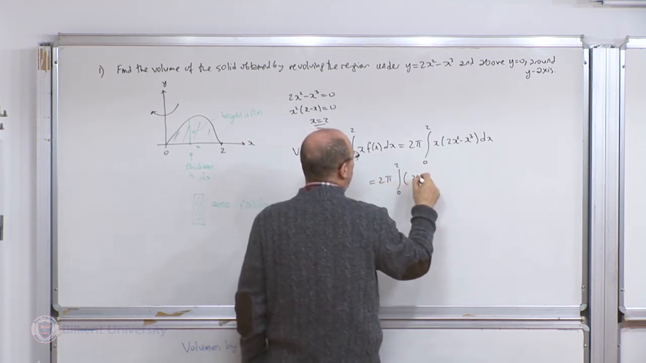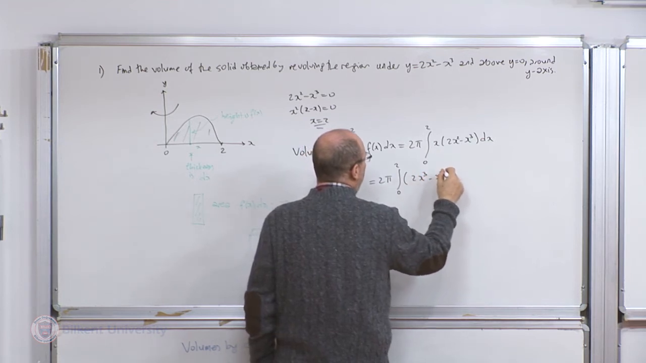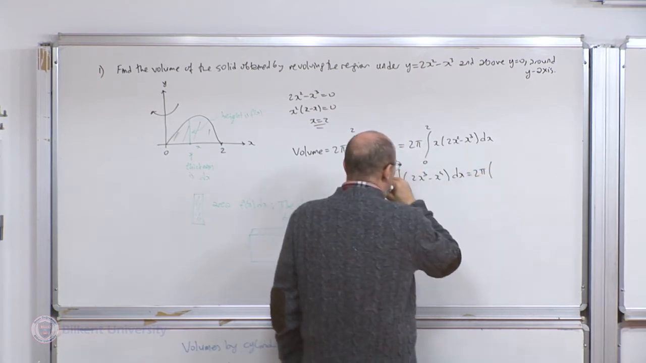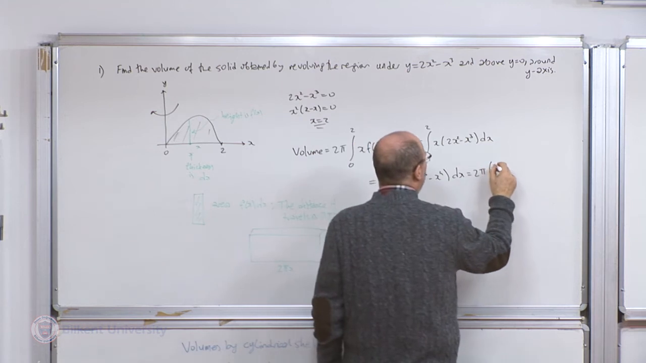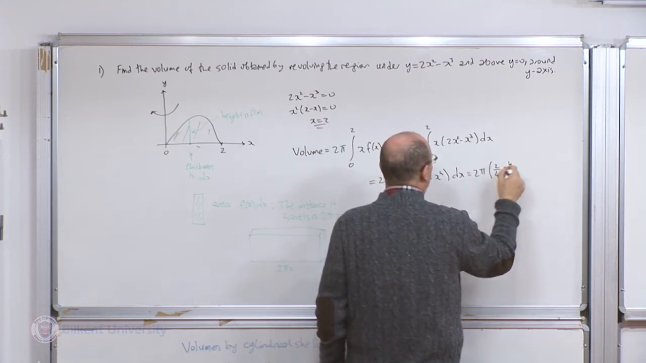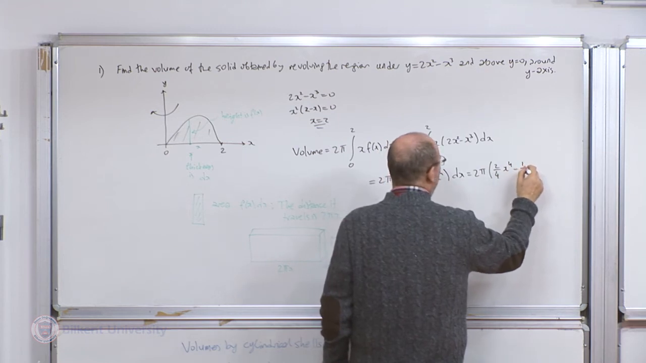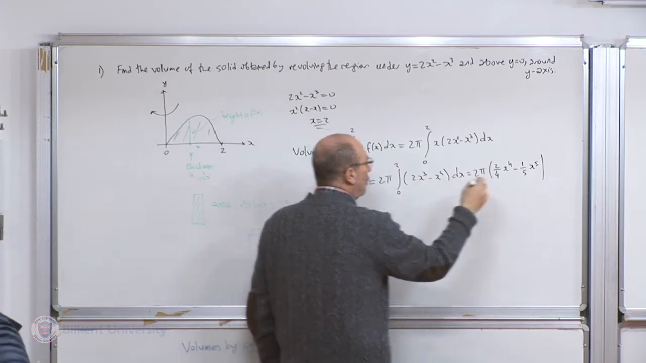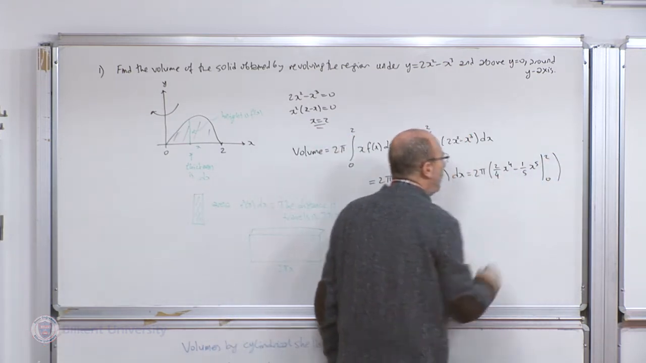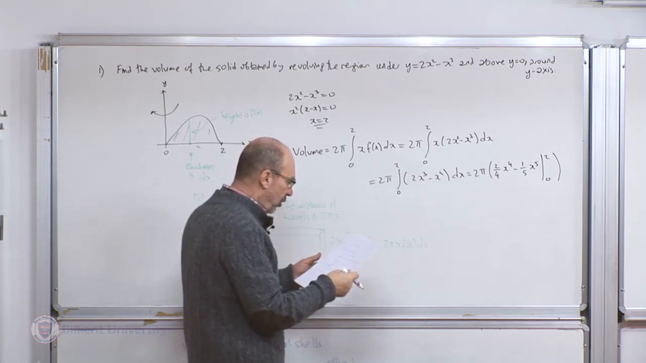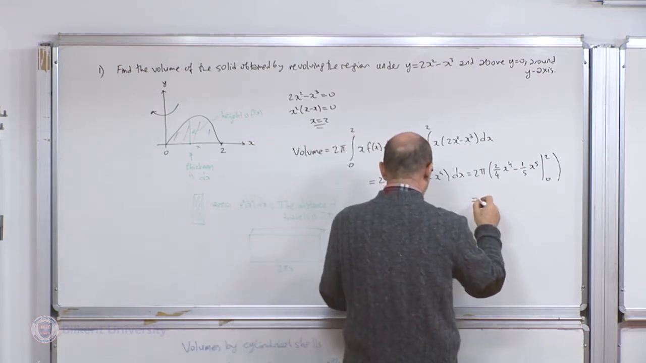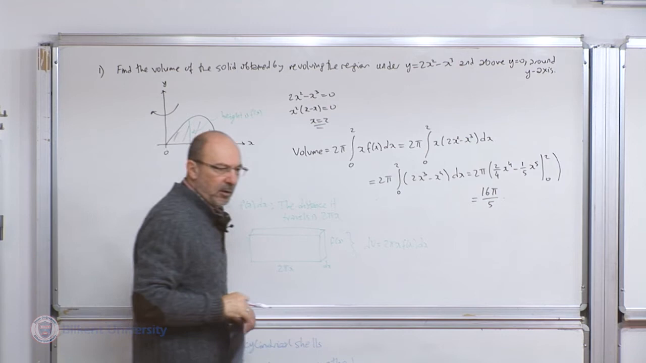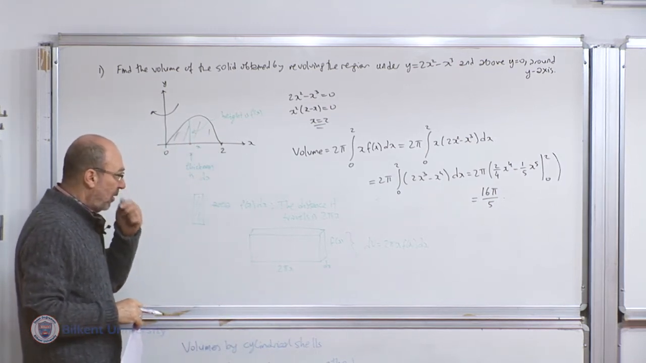From 0 to 2, this is 2x cubed minus x to the 4 dx, which I immediately integrate, 2 pi. This is 2 over 4. Let me write this 2 over 4, x to the 4, so that we can follow what we are doing, minus 1 over 5, x to the 5. And I evaluate that from 0 to 2 by the fundamental theorem of calculus. This is going to be the result. So let me check. I simplified this, and you get 16 pi over 5.